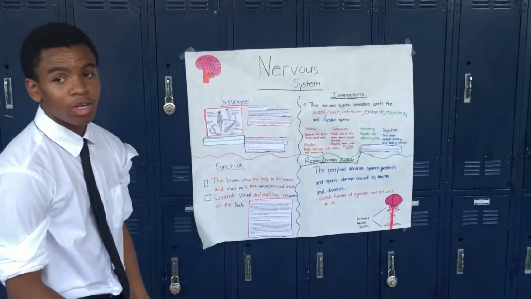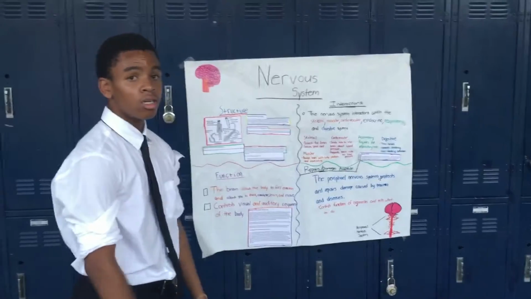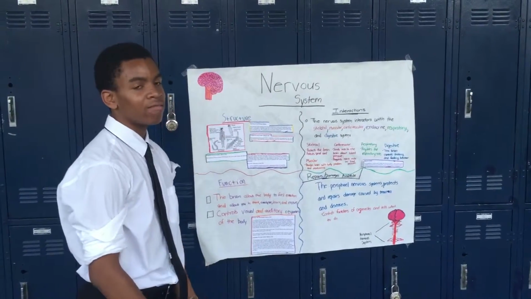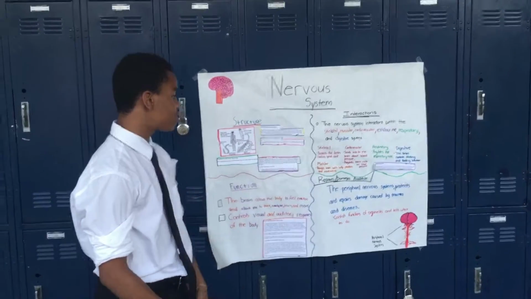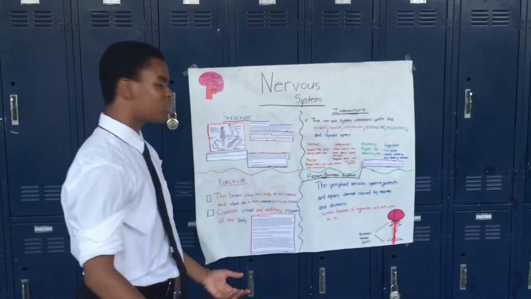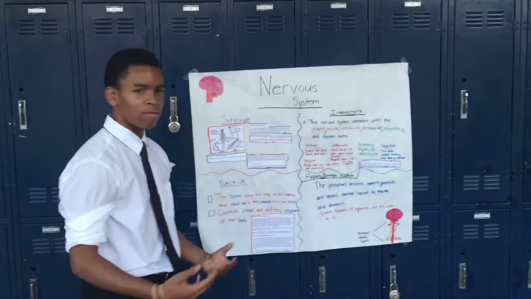The body system that we'll be talking about today is the nervous system. We'll talk about different information and facts on the nervous system. The nervous system is basically divided into two parts. The central nervous system, which is basically the brain and the spinal cord, is surrounded by bone and the vertebrae.